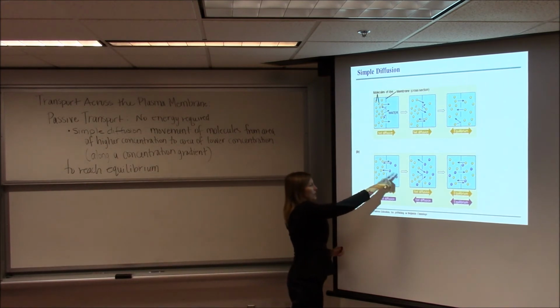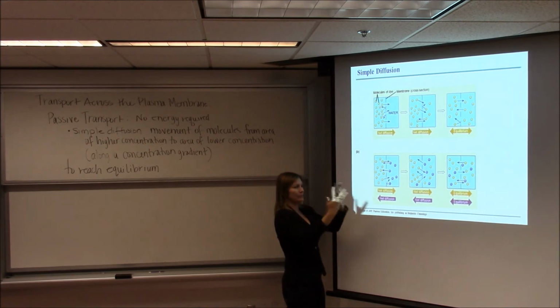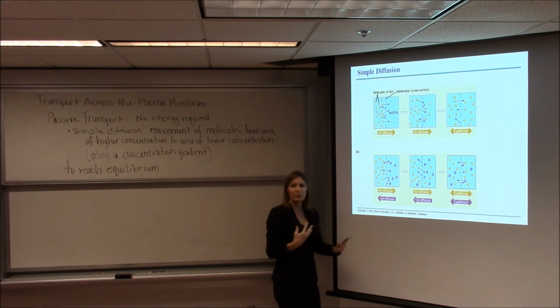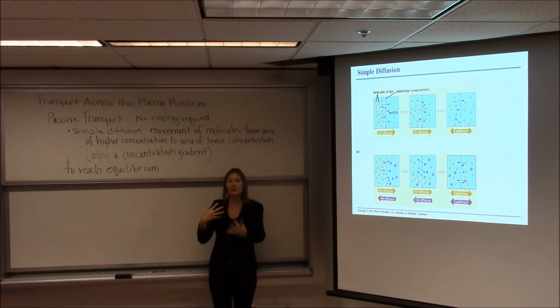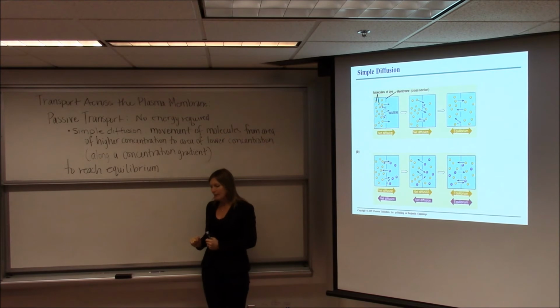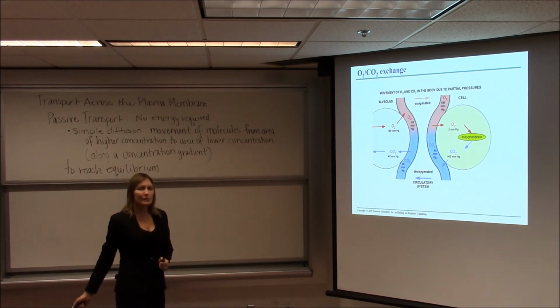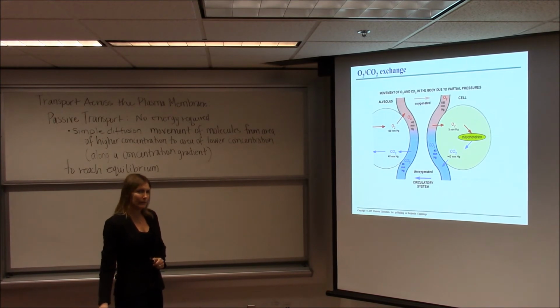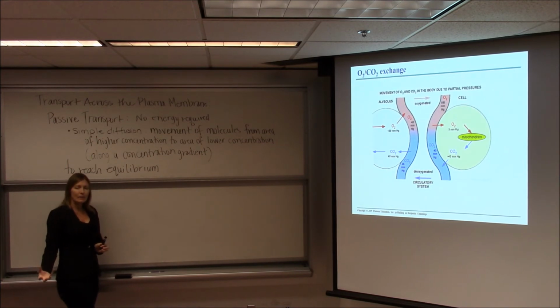This example shows two different types of molecule, and those will do the same. They will each move in either direction until we reach this state of equilibrium, where they're both relatively the same on each side of that membrane. So that is simple diffusion, no energy required. The best example of that in the human body is this: O2 and CO2 exchange in the blood between the air sac of the lung and the red blood cell and the body tissues.